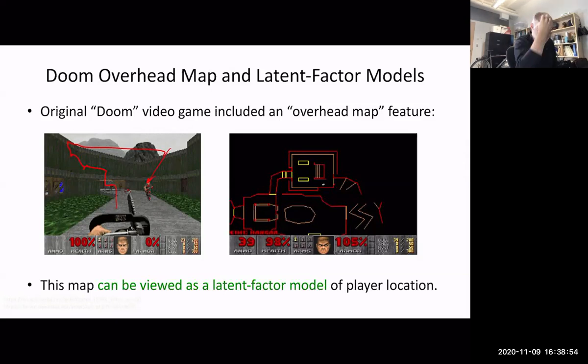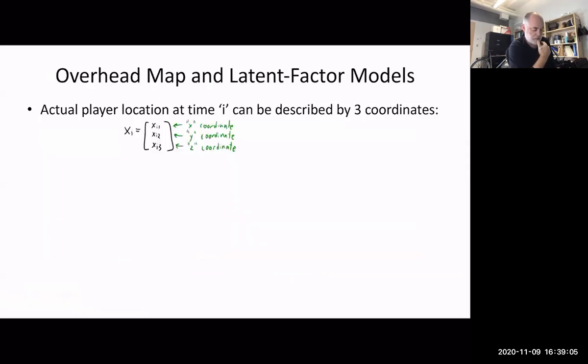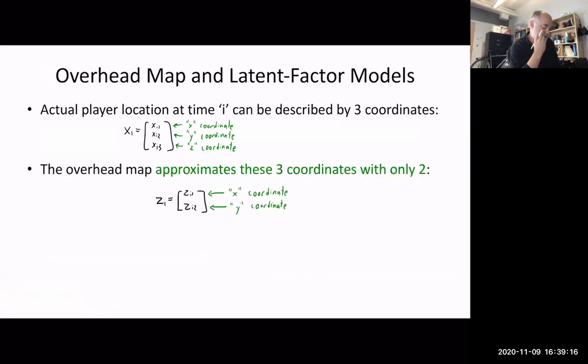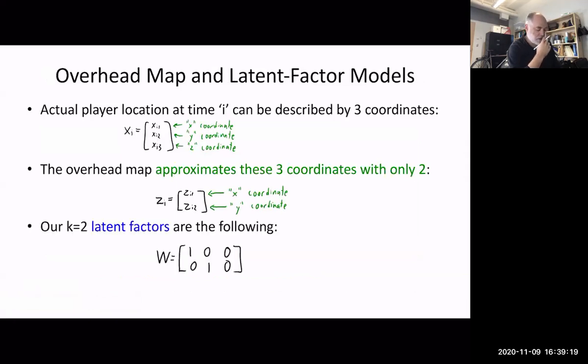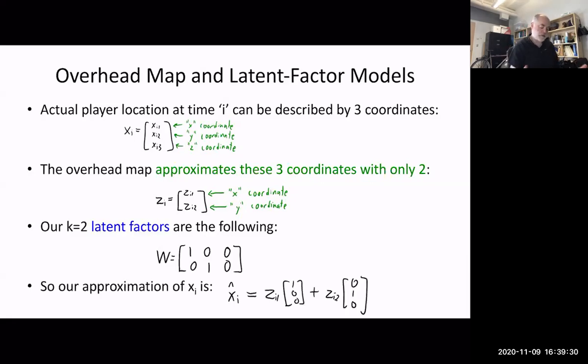Okay, so you're playing Doom. You're moving around in 3 dimensions, and you have this 2D projection, the overhead map feature, and that's actually a latent factor model of player location. If you can describe the actual player location at time i by 3 coordinates, X, Y, and Z, where you are on the map and the height as well, the overhead map approximates these 3 coordinates with only 2. So the latent factors are just 1, 0, 0, and 0, 1, 0.